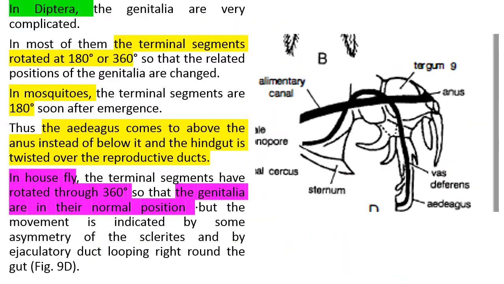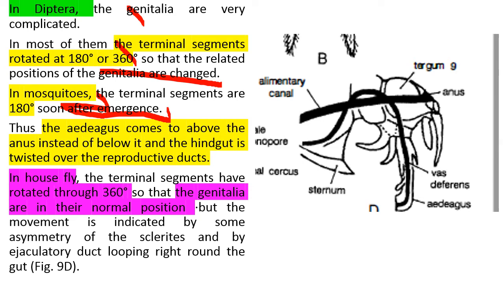So that was the Dictyoptera. Now we come to the Diptera, which include flies and mosquitoes. The genitalia are very complicated, but the interesting thing is that the terminal segments, the 8th and 9th segments, are rotated by about 180 or 360 degrees. So the orientation and positioning of the genitalic organs change. In mosquitoes, the terminal segments are rotated 180 degrees soon after emergence. The aedeagus then comes to lie above the anus, otherwise it is below the anus.